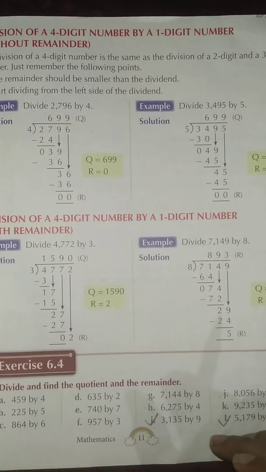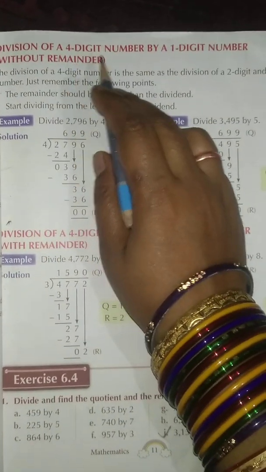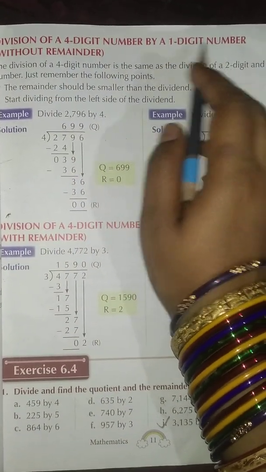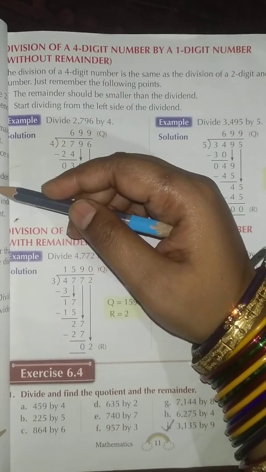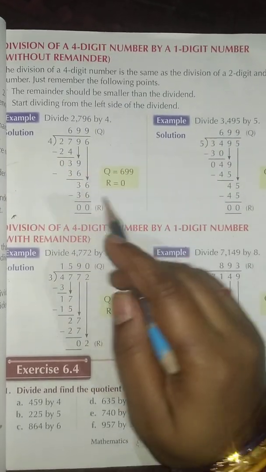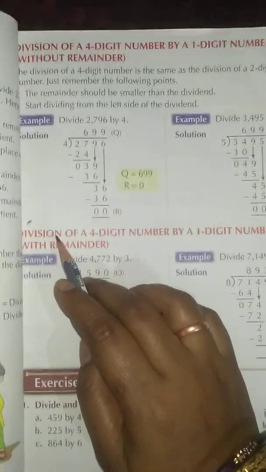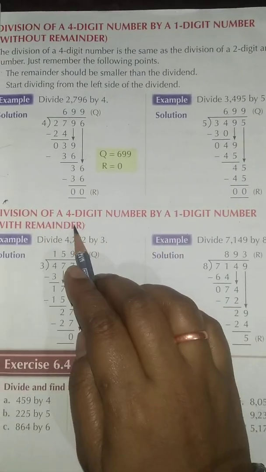So all of you take out the next page, page number 11, students. Here you see division of a 4-digit number by a 1-digit number without remainder. Without remainder we have learned in 3-digit. Now I am going to teach you with remainder. The process is the same, students. So the next topic given is division of a 4-digit number by a 1-digit number with remainder.